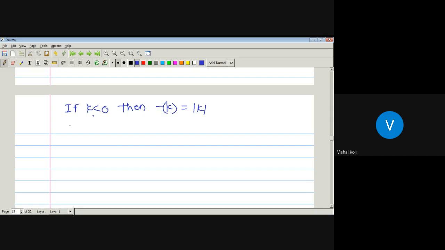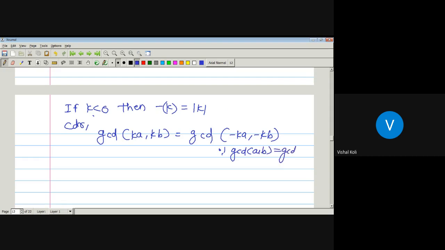Okay, so consider GCD of ka comma kb, which can be written as, we know that GCD of ka comma kb is nothing but GCD of minus ka comma minus kb. From the earlier result, GCD of any two integers a, b is nothing but GCD of minus a comma minus b. This is equal to GCD of, but what is minus k? Minus k is nothing but modulus of k. So modulus of k times a comma modulus of k times b.